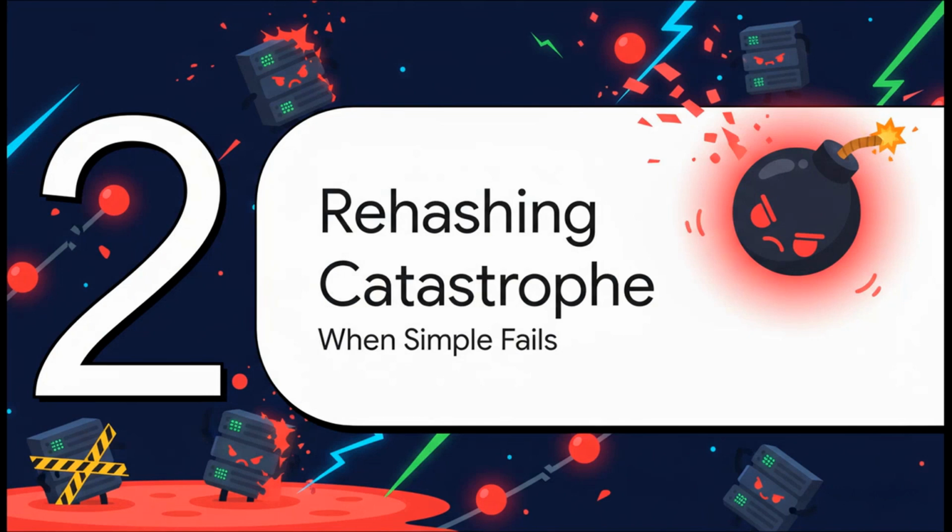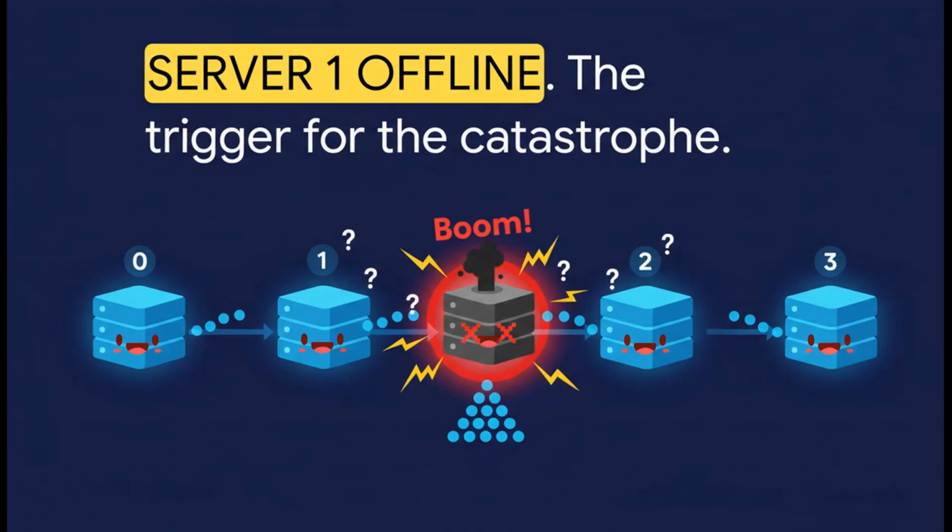But what happens when this perfect world gets a dose of reality? What happens when a server goes down for maintenance, or when we need to add a new one to handle more traffic? This is where our simple, elegant system turns into a ticking time bomb. And boom, server 1 goes offline. Our cute little server box suddenly gets an angry red face and powers down with a sad little zap. So now we only have 3 servers.